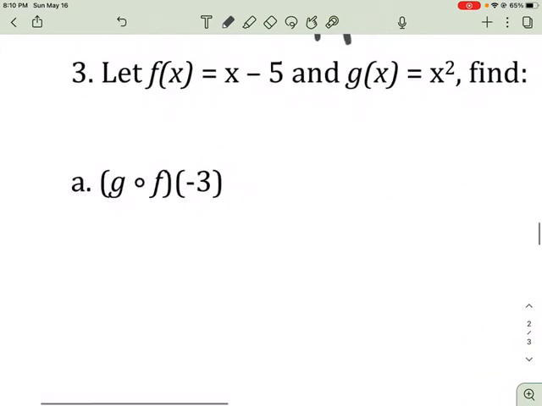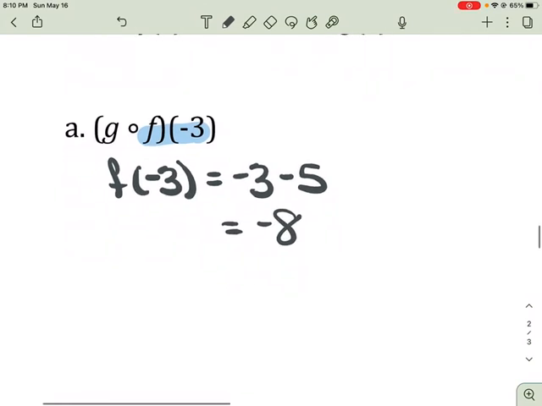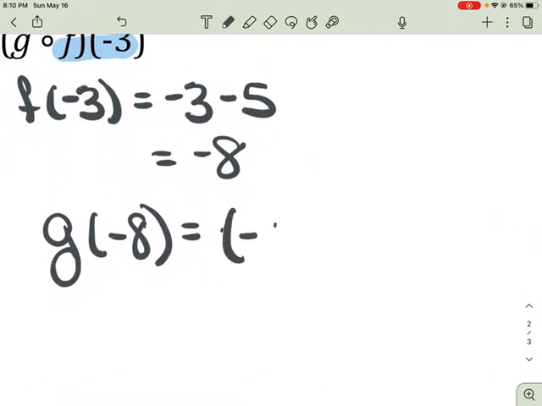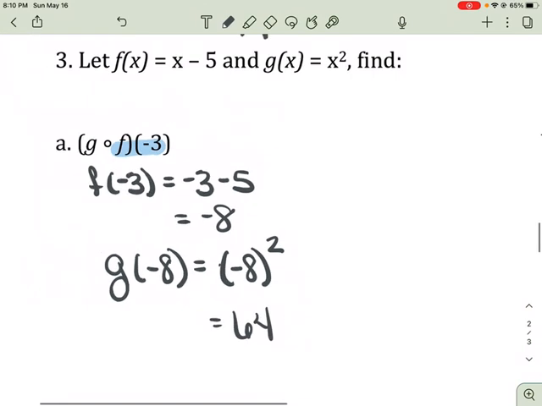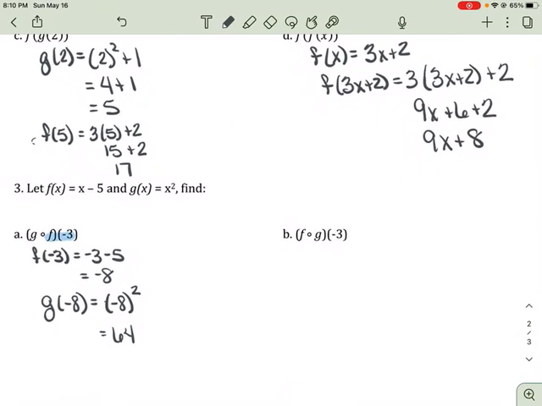All right, so g composed of f of negative 3, so we're going to find f of negative 3 first. So negative 3 minus 5, which is negative 8. And then we're going to find g of negative 8. So what's g? x squared. So negative 8 squared is 64. All right, so I didn't make an assumption here that we knew how to evaluate a function. And I believe we went over that the other day.